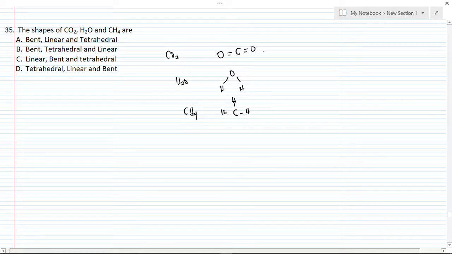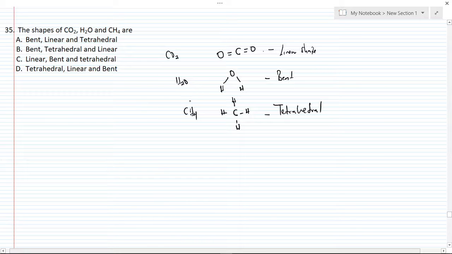So this shape, this is bent, this is tetrahedral. So the shapes of molecules are determined by their lone pairs and electron pairs. But we won't be going into that in this video. So for now, just stick with this.